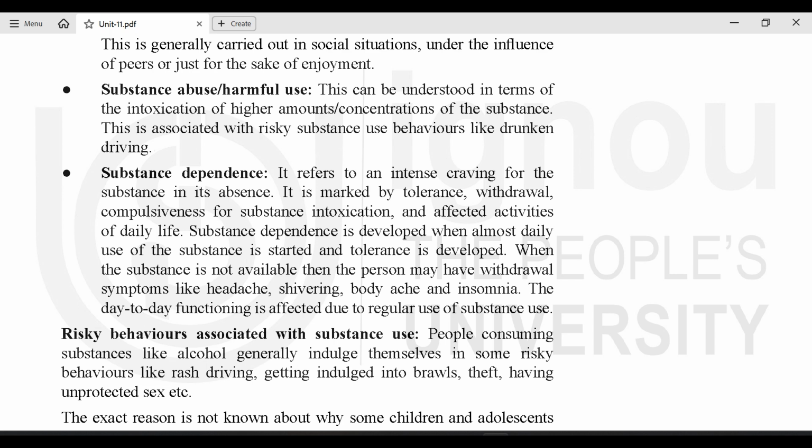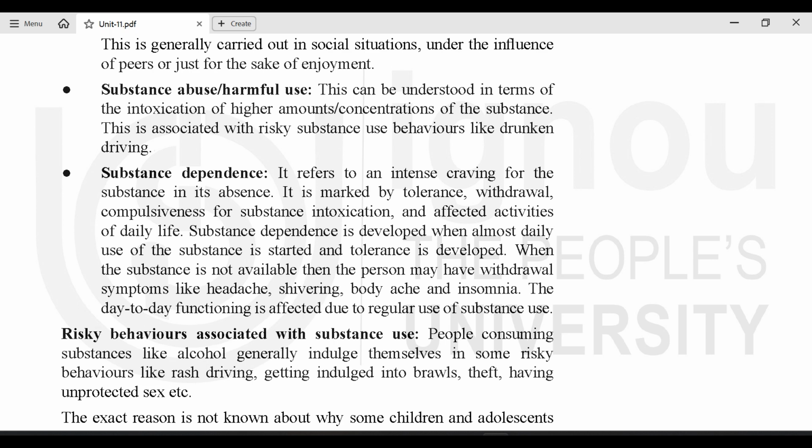Substance abuse or harmful use. This can be understood in terms of the intoxication of higher amounts or concentrations of the substance. This is associated with risky substance use behaviors like drunken driving.